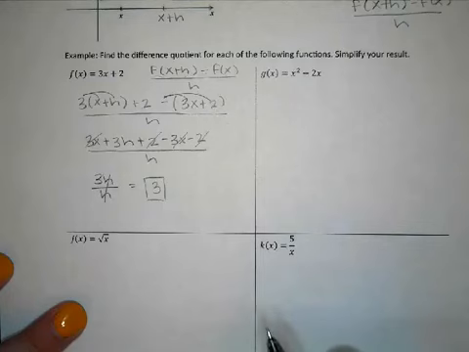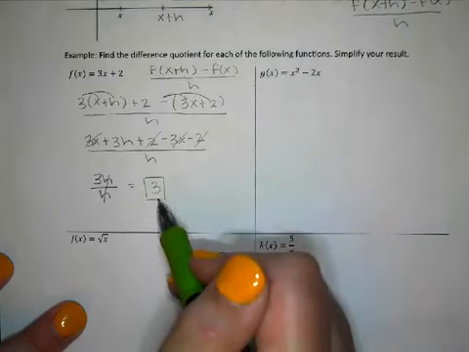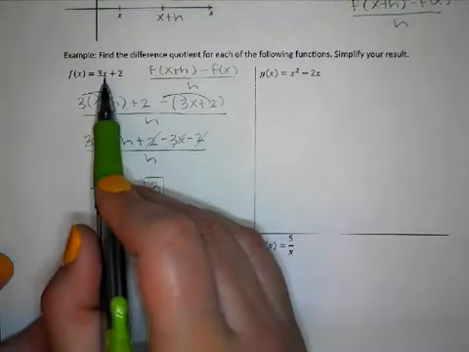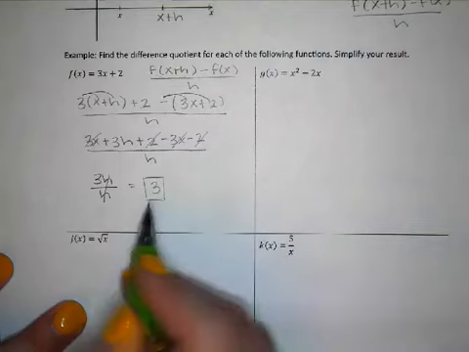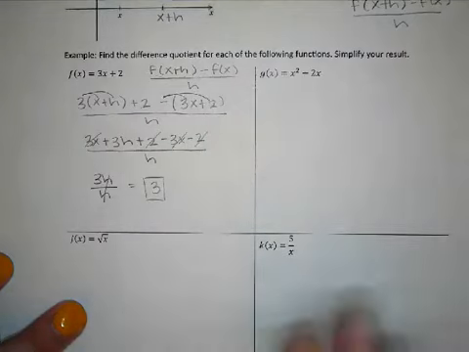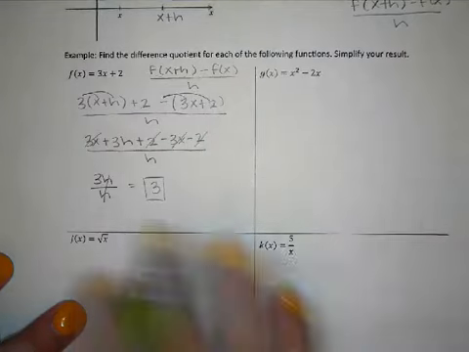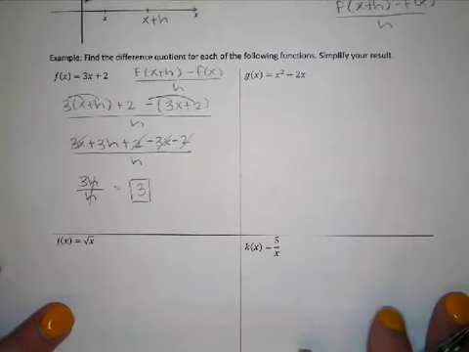Which makes sense, right? Because the slope of a straight line, it's not a curve, the slope is always going to be 3. So no matter what point, if you pick any pair of points on that line, their slope is going to be 3. Okay, let's try the next one.